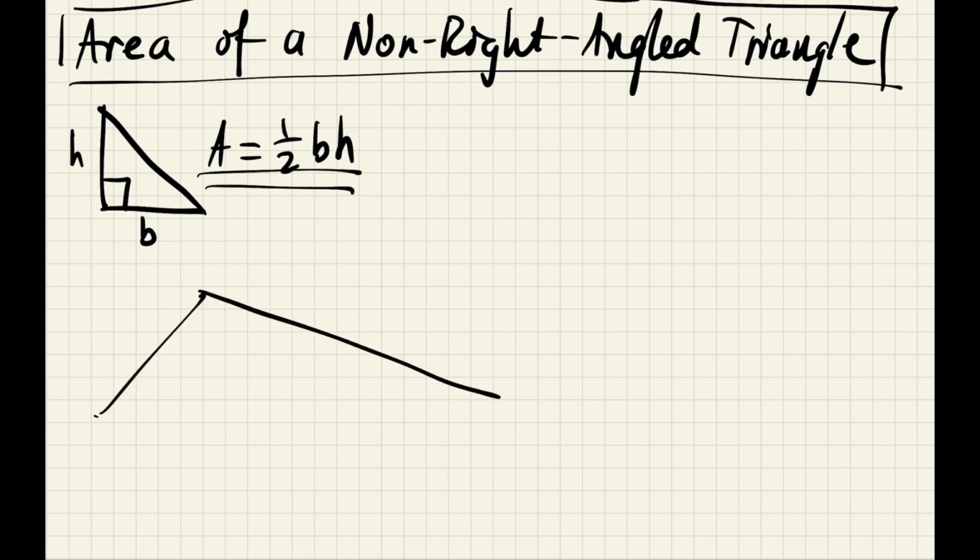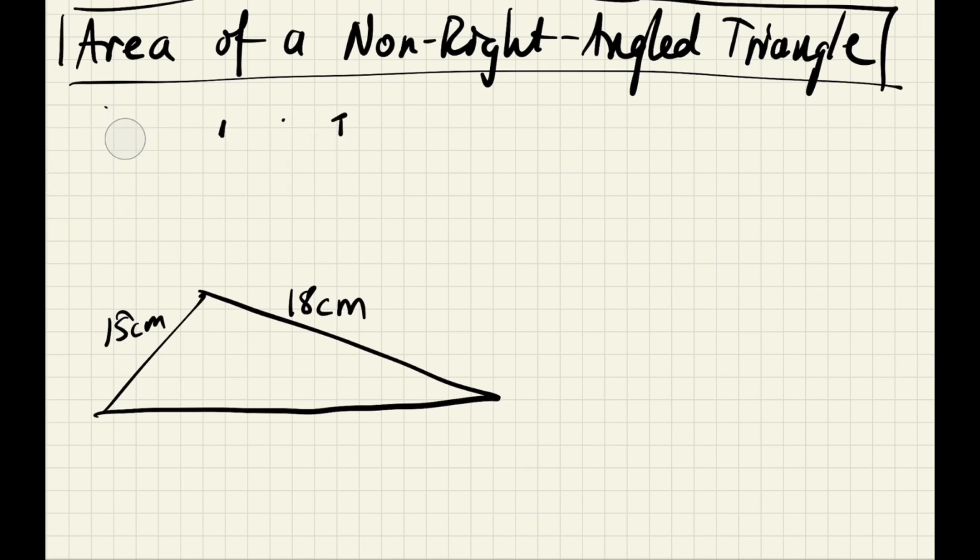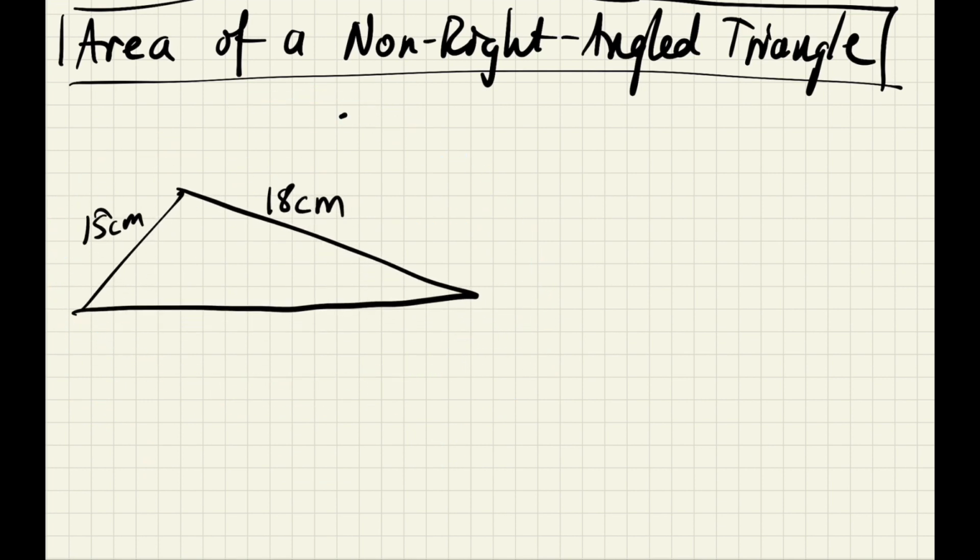So let's say we have something looking like this, where perhaps this side is 15 centimeters, this side is 18 centimeters, and we don't have a right angle. In this case, our area formula is not going to help us very much. So what do we do? Well, let's just get rid of this for the time being. What we do is we say, okay, we need two sides, and let's say we have the included angle, the angle between these two sides that we know. We can use this to help us find the area of a non-right angled triangle.